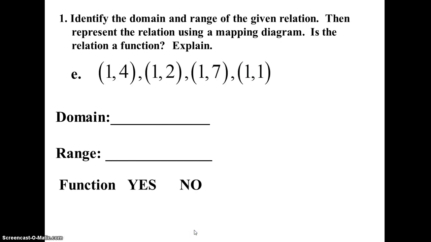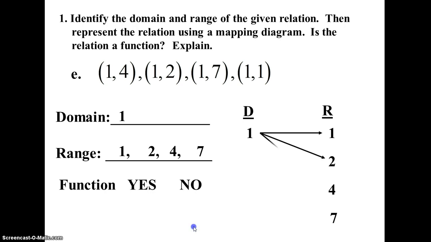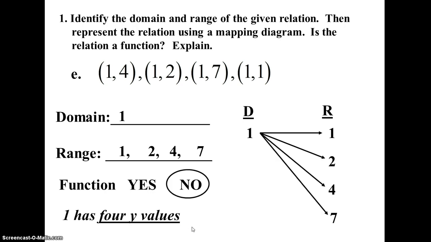And then we have this example. Every input is a 1, and the range looks like we've got 1 and 2 and 4 and 7. So here, this one definitely has more than one output, doesn't it? So it is not a function. Each input does not have only one output.